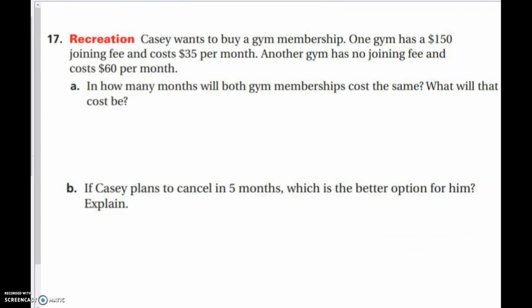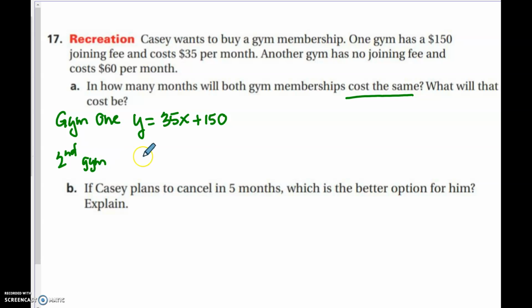All right, Casey wants to buy a gym membership. One has a $150 joining fee and a $35 month. Another gym has no joining fee. And how many months will they cost the same? Okay, so gym 1 has the total cost of $35 a month plus a $150 joining fee. So the second gym, they say this one is going to be $60 per month.